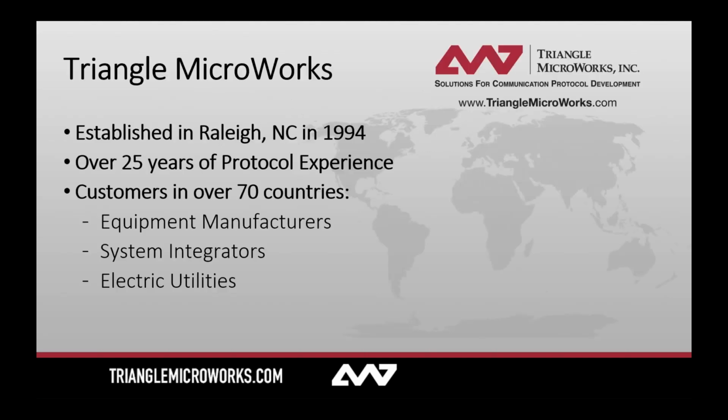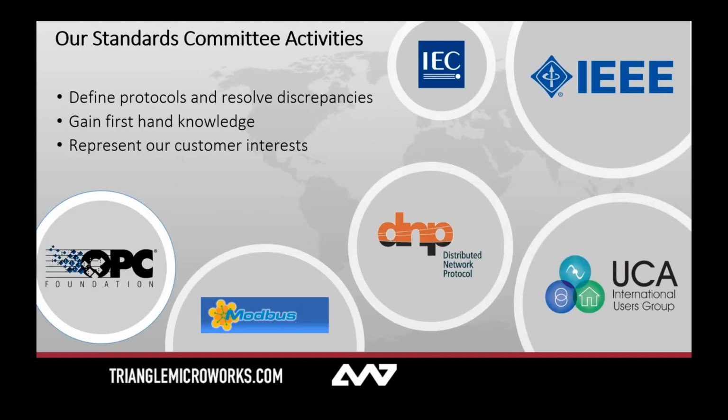So just a little background about Triangle Microworks. We were established in Raleigh, North Carolina in 1994. We have customers all around the world, including equipment manufacturers, system integrators, and electric utilities. Many of our employees sit on the standards committees. These committee members help keep us well versed in the protocols that we support.